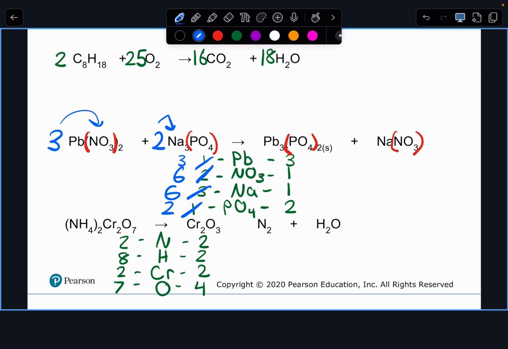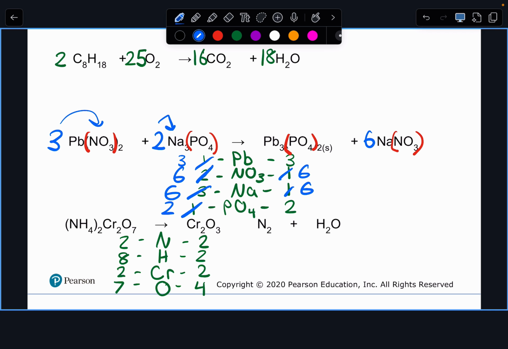So then when I go over to the other side, I quickly know that I need to make this a 6 so that those two match. Okay, so same answer, just a different order that I approached it in. But as long as you get to the same answer, it doesn't matter. Okay.